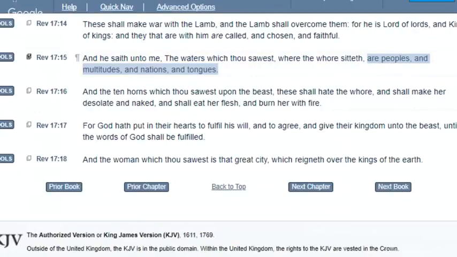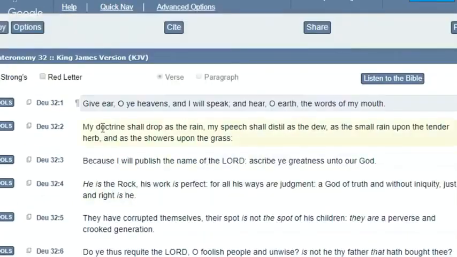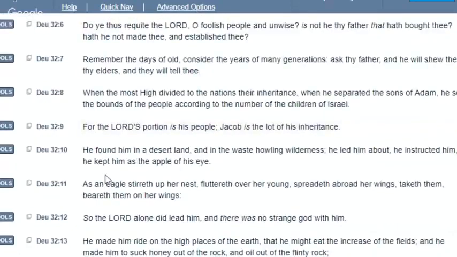Now, when you go back to the beginning, which we read in Genesis the 11th chapter, the Lord confounded the language there, because he didn't want all people to come together. And he further went in Deuteronomy 32:8, when the Most High divided to the nations their inheritance, when he separated the sons of Adam, he set the bounds of the people according to the number of the children of Israel, because the Lord did not want all nations to come together. That's why he said he separated the sons of Adam. So when he separated them, he gave them their portions of land.